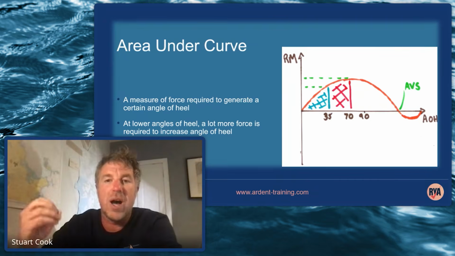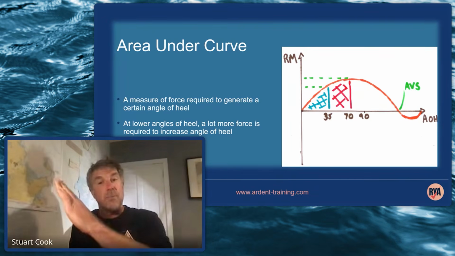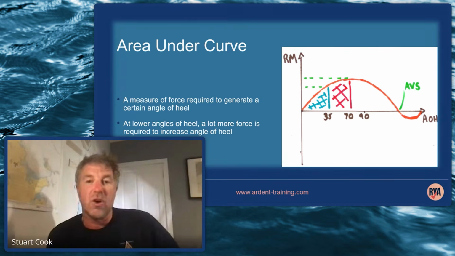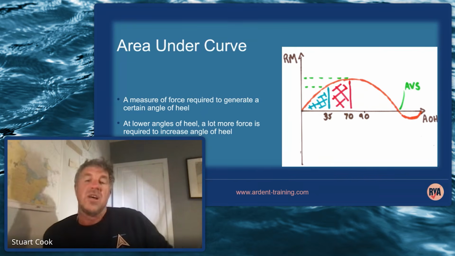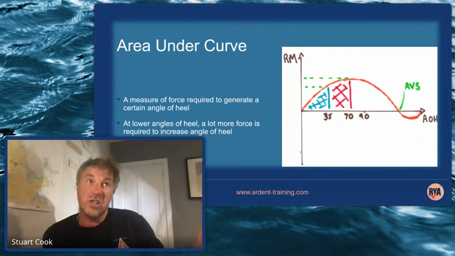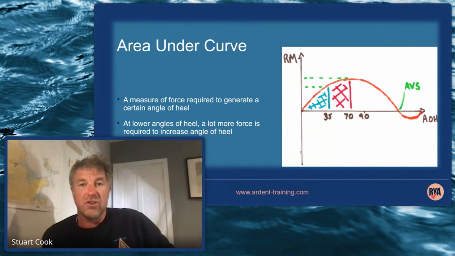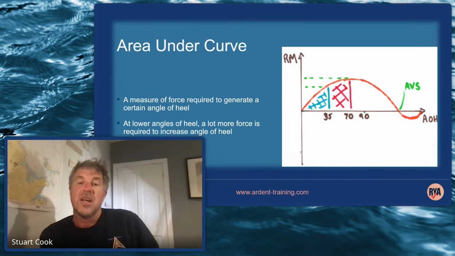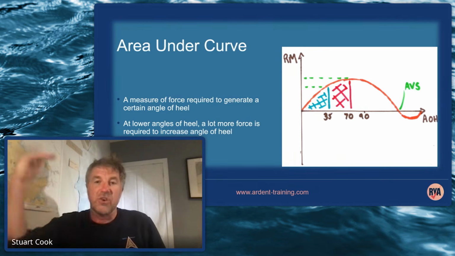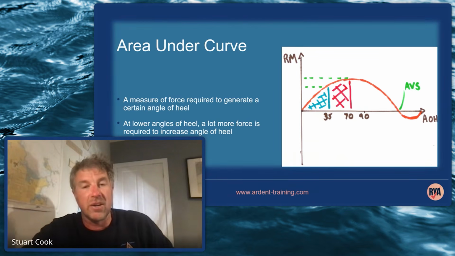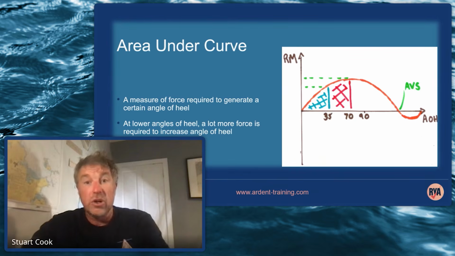So the force required is not a linear amount. It's not like, oh, 10 knots will lean us over at 15 degrees, which means 20 knots will lean us over at 30 degrees. It might be something like 10 knots does lean you over at 15 degrees, but actually you need 40 or 50 knots to lean over to 30 degrees. So you need an exponential force, basically. The force needs to be greater and greater to create more of an angle of heel, which is really good for us because we don't really want to be heeling over.